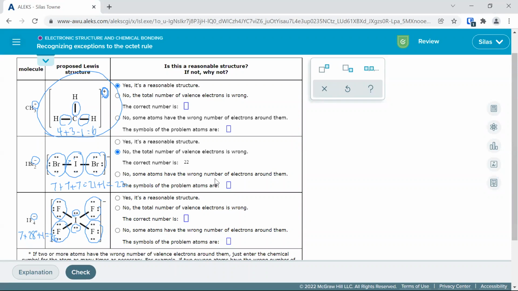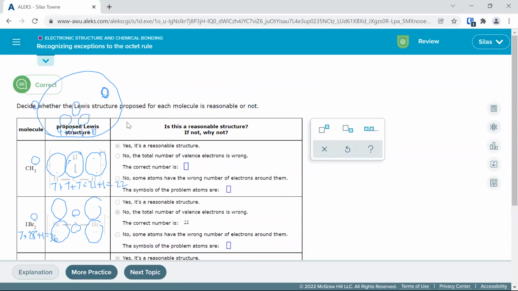The fluorines all have an octet. Fluorine does not like to have anything but a single bond because its electronegativity is so strong. And so we got what looks like a reasonable structure here. We use the right amount of valence electrons, and we have fluorines with an octet, and we put the extra ones on the central atom. So let's check this. There we go.